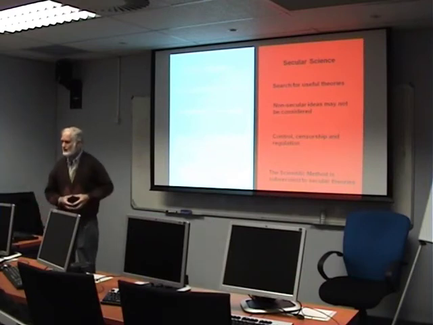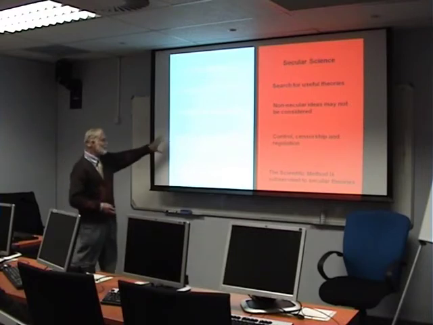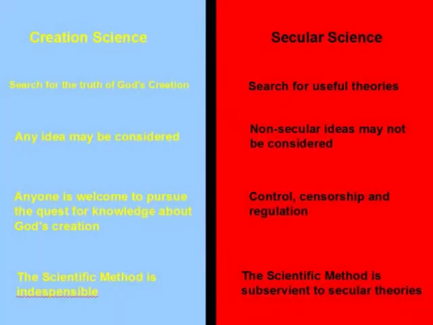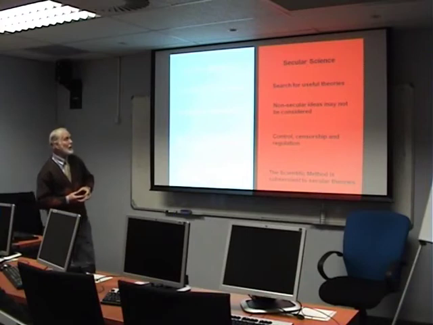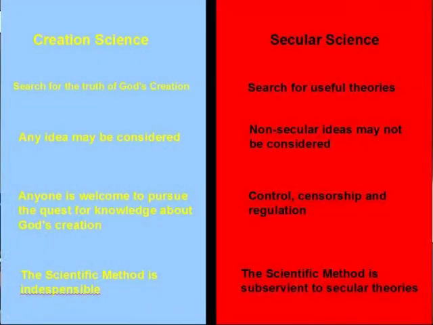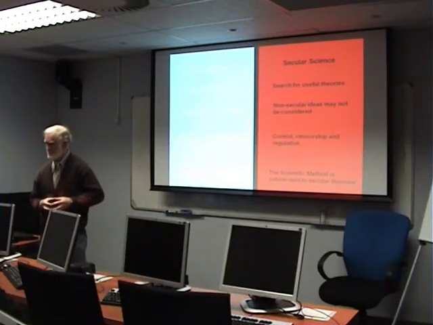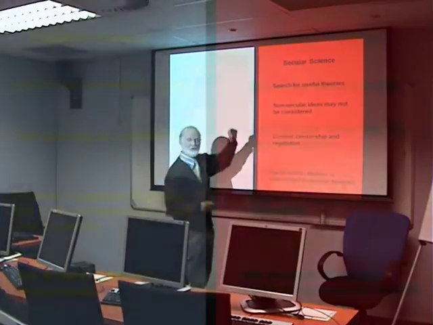Any idea can be considered. Until it's been proved wrong, it's worth considering. Anyone is welcome to pursue the quest for knowledge about the creation, and the scientific method is indispensable. Whereas with secular science, there is no search for objective truth. In fact, secular scientists deny that truth exists. They say there's no such thing as truth. They search for useful theories.